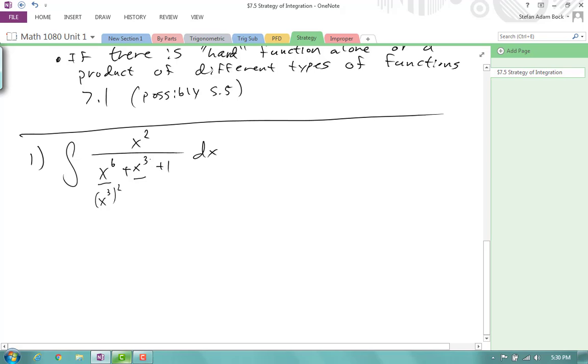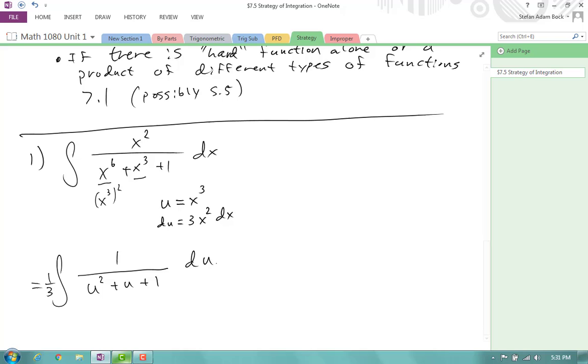And x squared is practically the derivative of x cubed, so I'm going to try to simplify my problem by doing an initial u substitution. Let me label that. u would be equal to x cubed, and my du would therefore be equal to 3x squared dx. So I should have 1/3, let's see if I do this right, of 1 over u squared plus u plus 1 du.